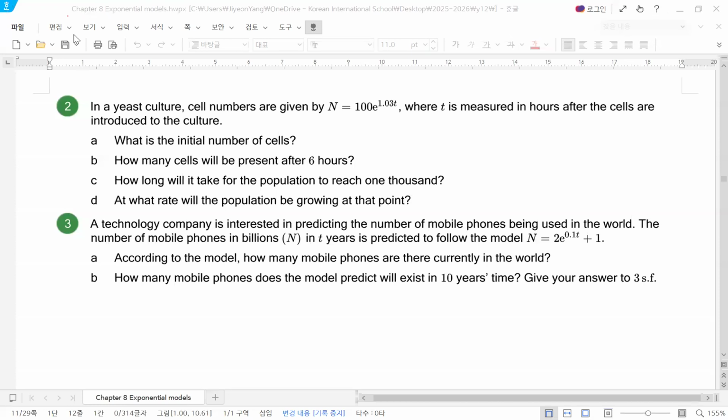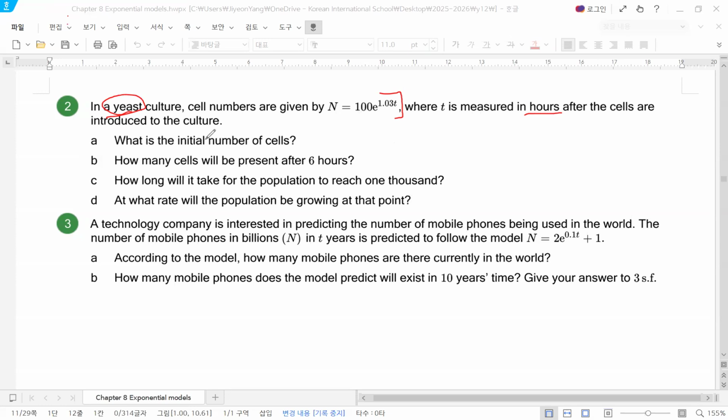Ferdinand, can you read this question number 2, please? Guys, do you know yeast? Do you know what yeast is? Yeast, yeah, for bread. Thank you so much. And then where? A. What is the initial number of cells?